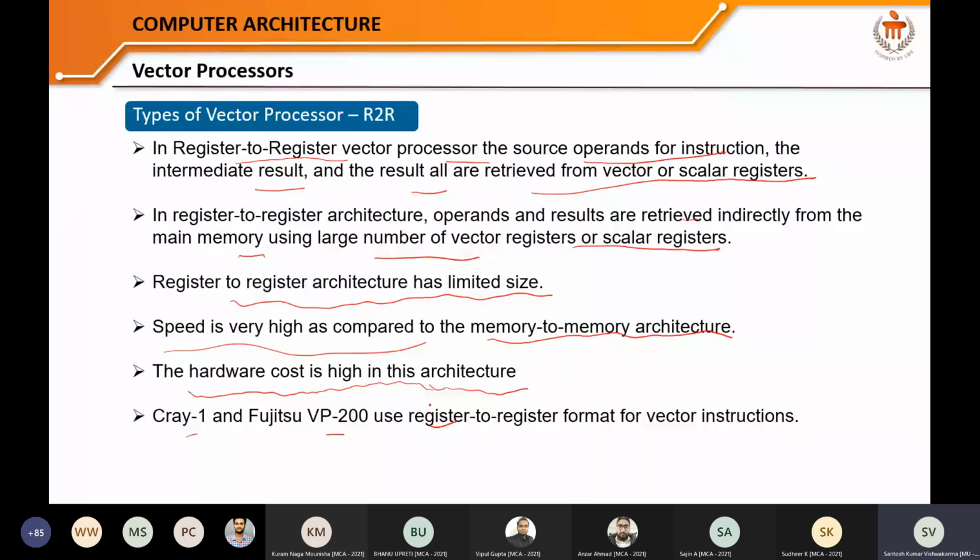So the objective is that we have two types of vector processors. One is memory to memory, which comes with the advantage that there are no issues of memory limitations. There may be an issue of speed, but as far as storage is concerned, it's not an issue. If we want to resolve the speed, we can go for the second one, that is register to register, but we can store only a limited amount of data. This is a very important point.